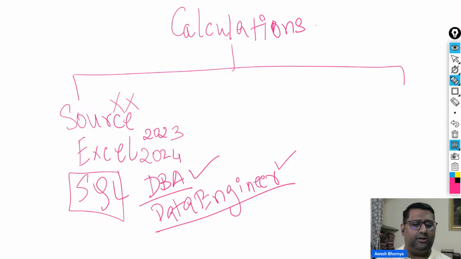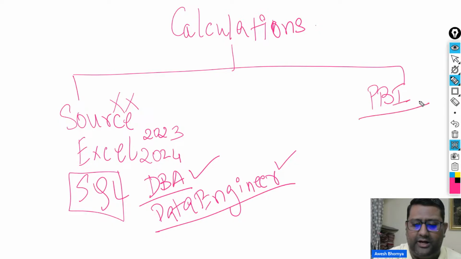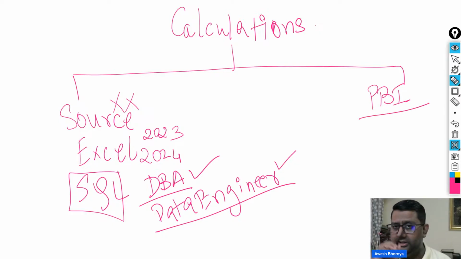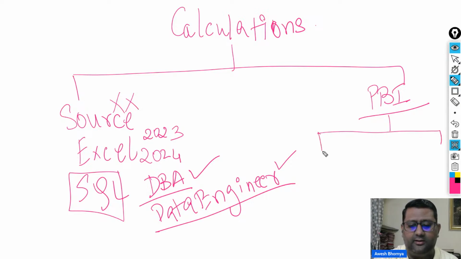Then you are left with calculations to be created within Power BI. Within Power BI itself, there are two very distinct components. One is Power Query, which is where we are currently in our analysis. And second is Power BI itself.